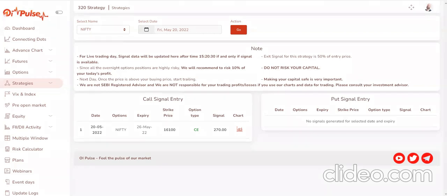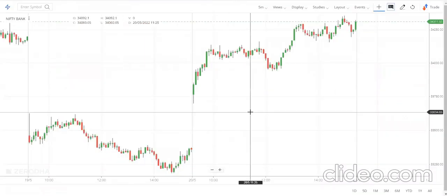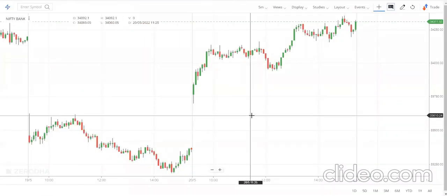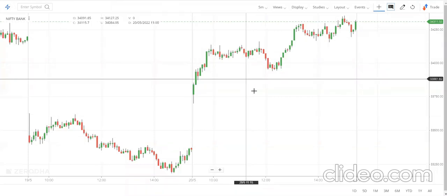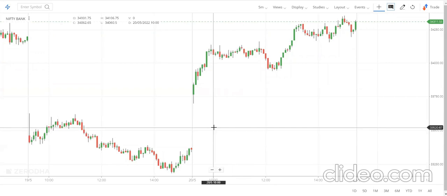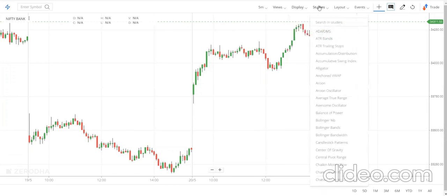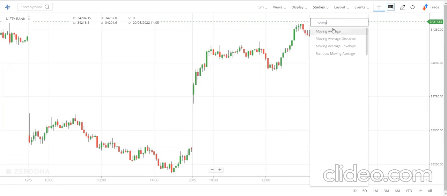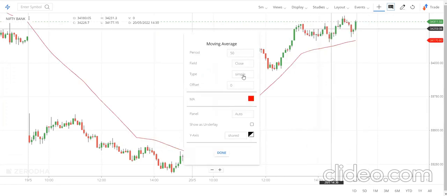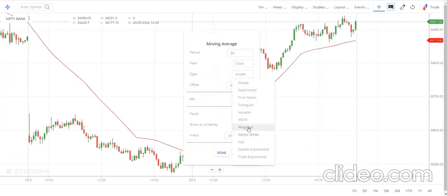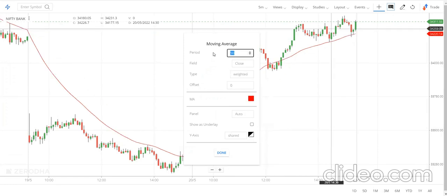Now I'll show how I use it. Sometimes I say that the markets are stretched, or the Nifty is stretched from its mean reversion level. I hope you are aware of mean reversion. Let's say it's a trend line or a moving average. I'm recording this webinar also. I use a moving average, simply the WMA weighted, 55.